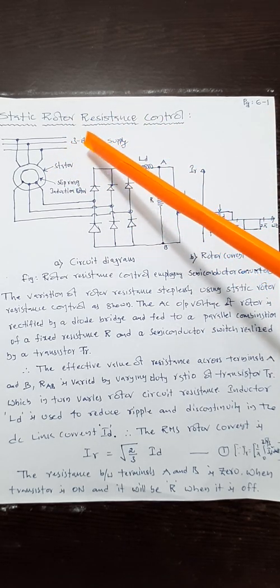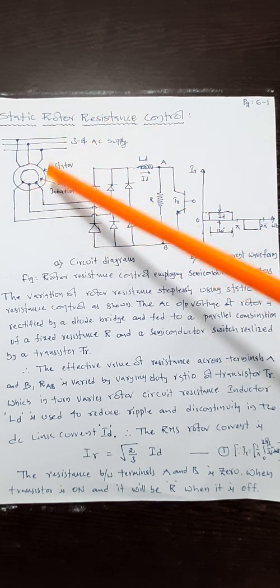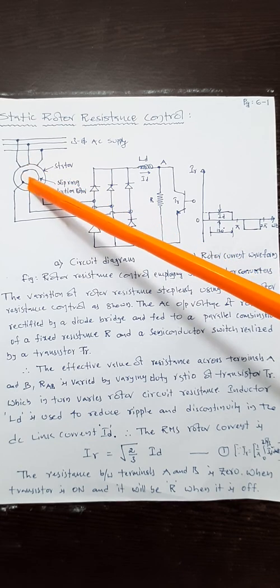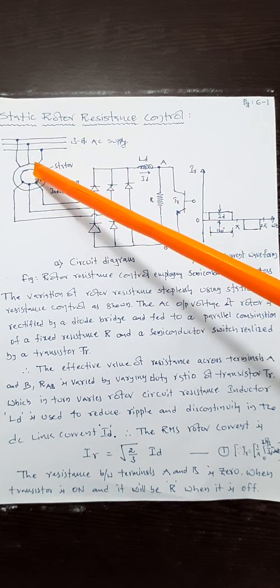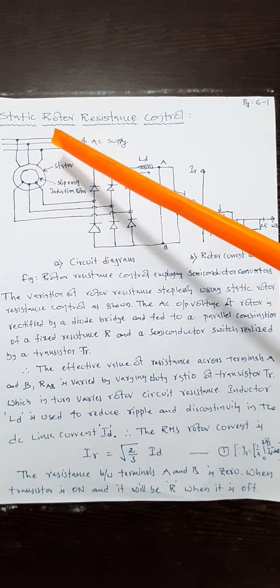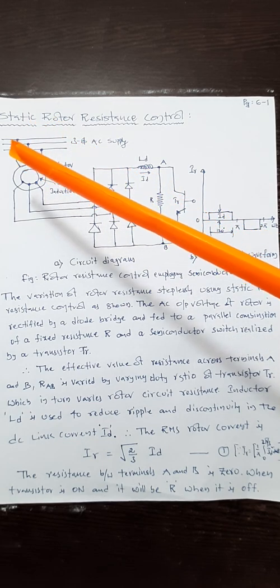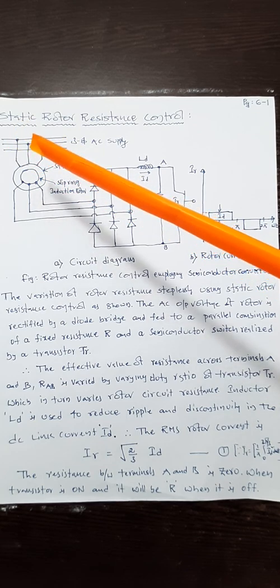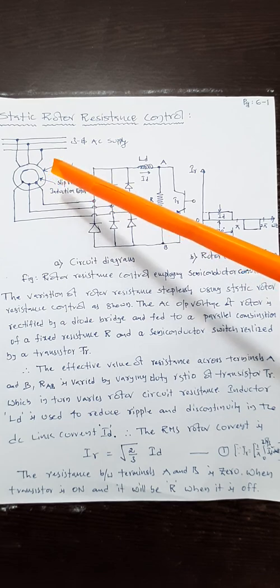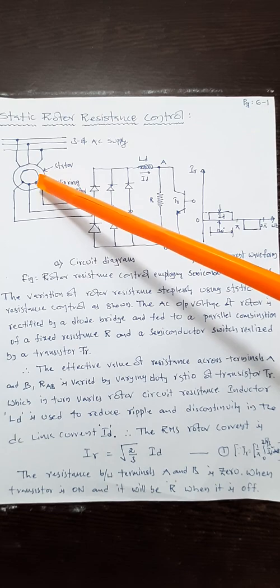This is the generalized three-phase AC supply that is fed to the stator, and the rotor is the slip ring type of induction rotor. The speciality of the slip ring type rotor is that it has a winding similar to that of the stator, whereas in a squirrel cage induction motor the rotor does not have any winding, just copper or aluminum bars. The slip ring induction rotor case is different. It has a winding.